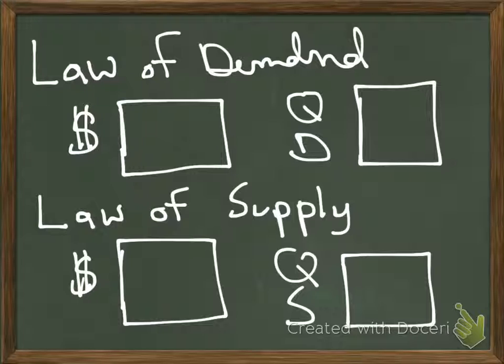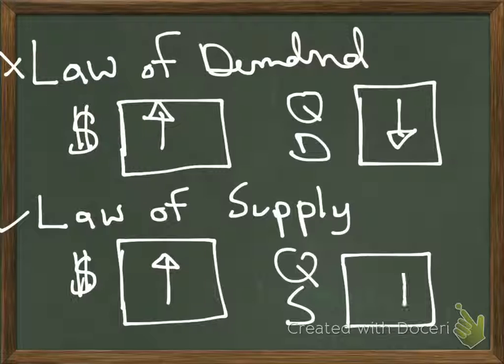Both demand and supply have laws that we deal with. The law of demand and the law of supply. The law of demand states as price goes up for a product, the demand will go down. The law of supply says that as price goes up, supply will also go up.